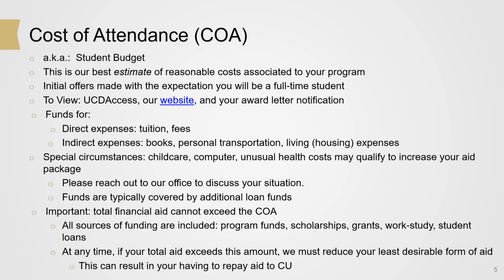Your award offer is not only based on the information provided in the FAFSA, but also on the cost of attendance, also known as the COA or student budget. This is the best estimate we have of reasonable costs associated to completion of your program. Initial offers are made with the expectation that you will be a full-time student. To view your cost of attendance, you can go to your UCD Access portal, you can look on the website, or you can look at your award letter notification once that has been sent out.